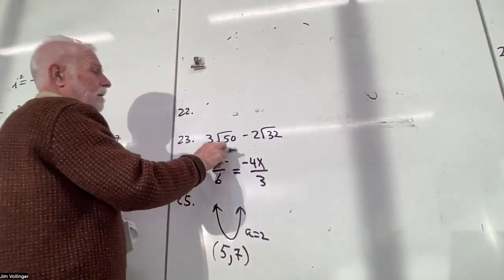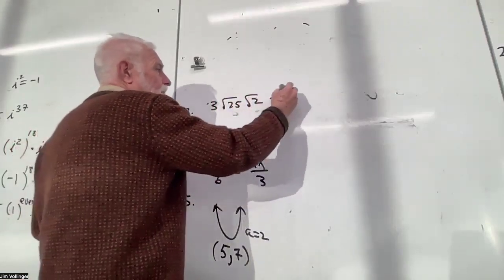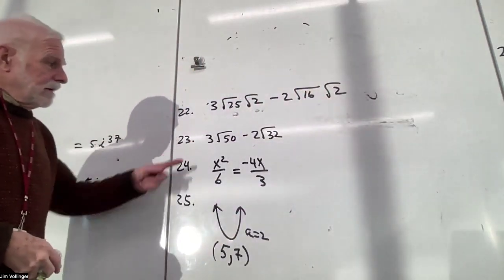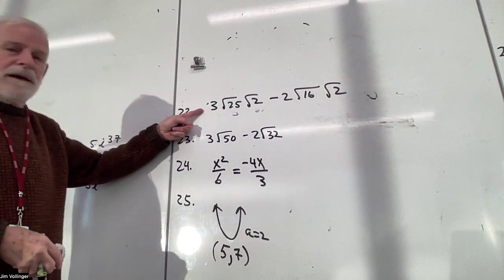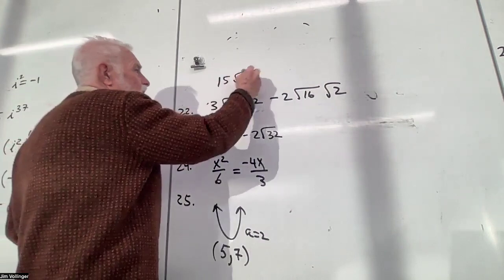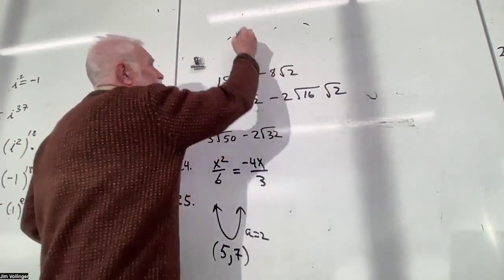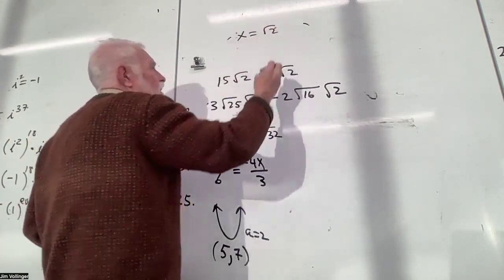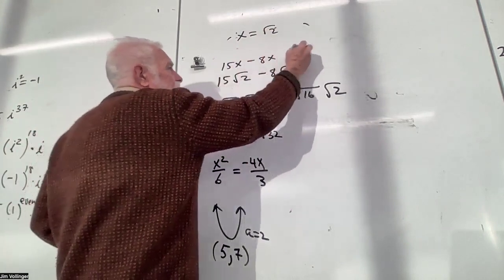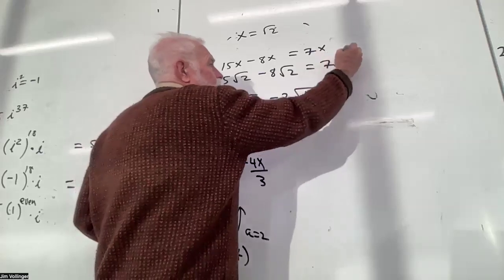We're hoping that you can see 3 times the square root of 25 times 2 minus 2 times the square root of 16 times 2. That's the goal, be able to see that and have it written this way. And then taking it a step further, 15 root 2 minus 8 root 2. Let's let x equal root 2. We have a problem very similar to 15x minus 8x. I hope you would say 7x. And if you see that, then I hope you say 7 root 2 the next time.